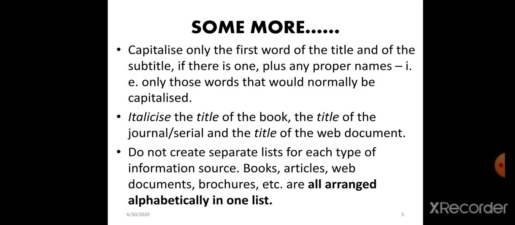Another important rule, in the case of a book, and we will definitely study books separately too: italicize the title of the book, the title of the journal or serial, and the title of the web document. So these are the things that must be italicized. And do not create a separate list for each type of information source, books, articles, web documents, brochures, etc. All are arranged alphabetically in one list. So there is no need to create separate lists for research papers and books. You have to create just one page where books, articles, web documents, brochures, and items from newspapers and magazines, everything will be there.